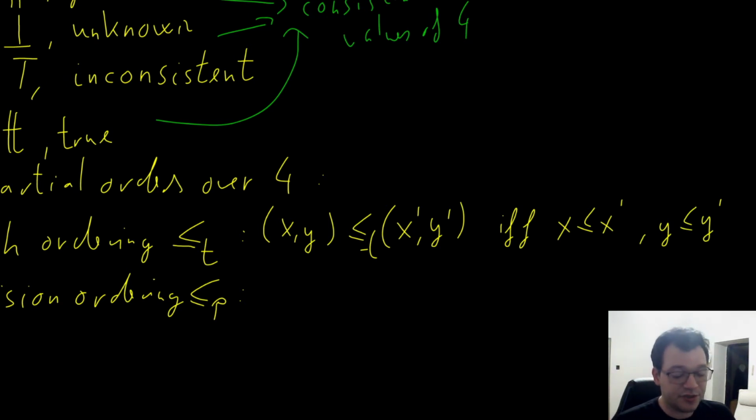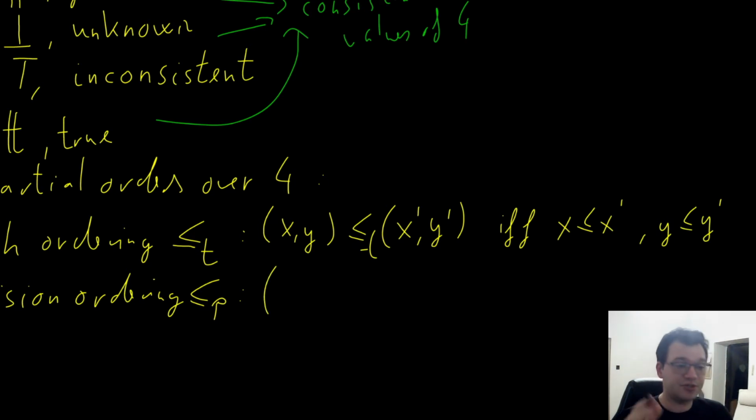So basically, for example, (0, 0) is less true than (1, 1). Yeah, that's good, because false is less true than true. That's what you already had. And we will see several examples.